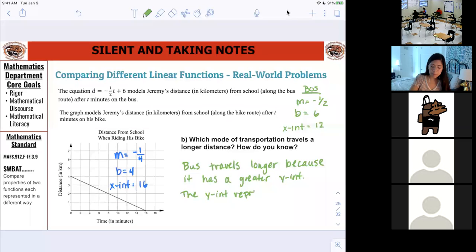The distance. And more specifically, the distance at the beginning, the distance at the end, the distance in the middle? What is it? At the beginning. So the starting distance. The y-intercept represents the starting distance, and the bus has a greater starting distance.